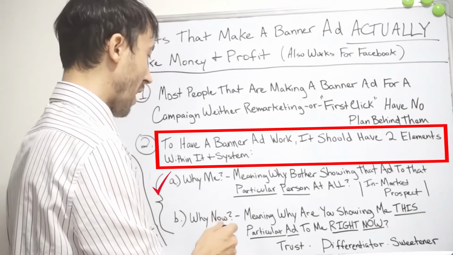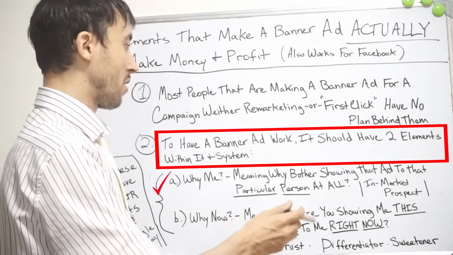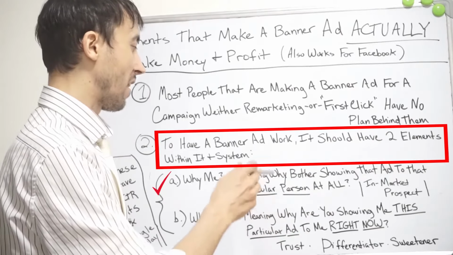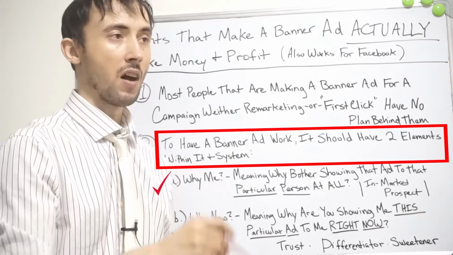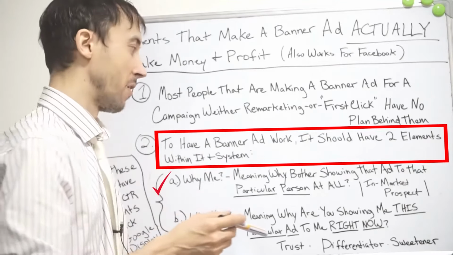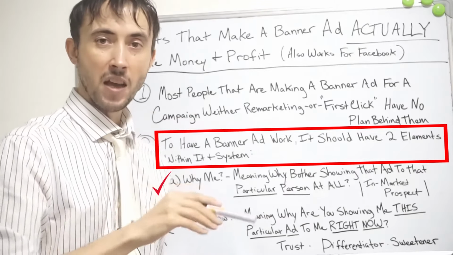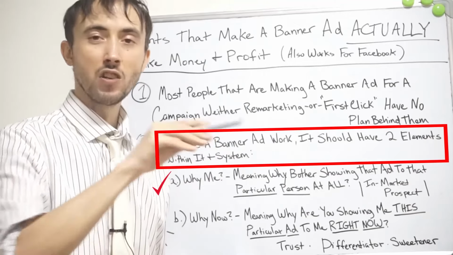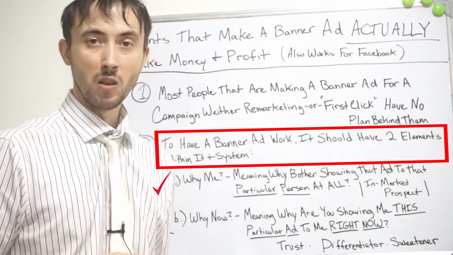Once you got through that hoop with the user, you go to why now, meaning why are you showing me this particular ad right now at this moment? So I see this tennis racket ad. Yes, I'm ultimately in market for it, but you've now got my attention. Why should I actually click on that ad? You're just telling me to buy some branded tennis racket?